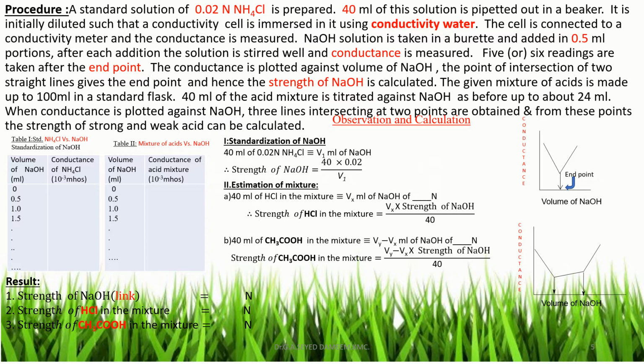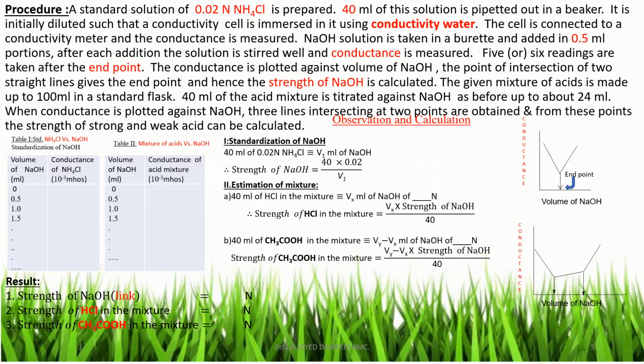The readings are taken up to 24 ml. The conductance values decrease due to removal of H plus ions of the strong acid. After the removal of H plus ions, the conductance value slightly increases due to reaction of sodium hydroxide with acetic acid, forming sodium acetate, which has slightly higher conductance than acetic acid. So the conductance value slightly increases up to the neutralization of acetic acid. After the endpoint, on adding sodium hydroxide, the conductance value increases due to the increase of OH minus ions.